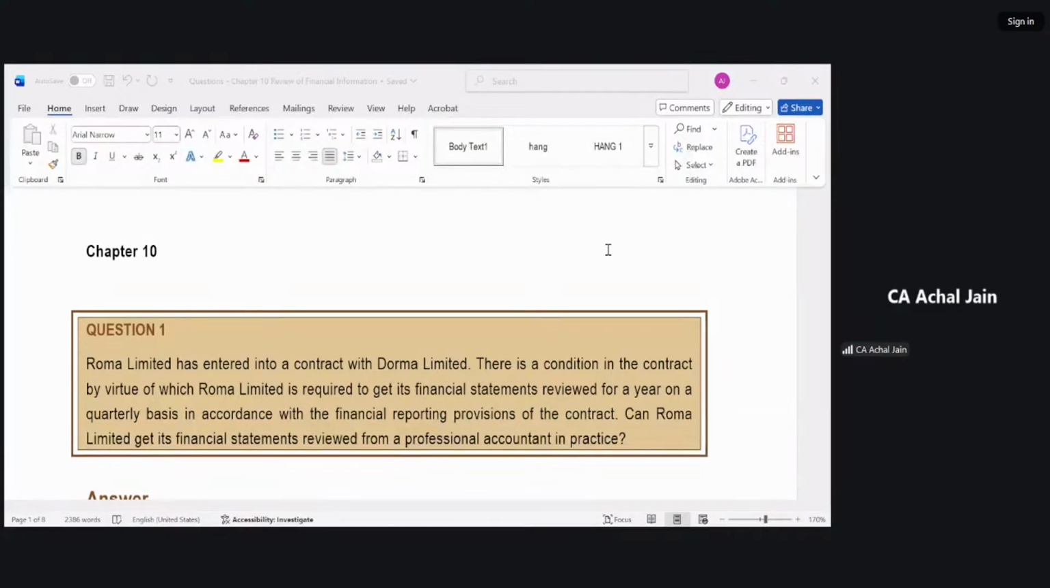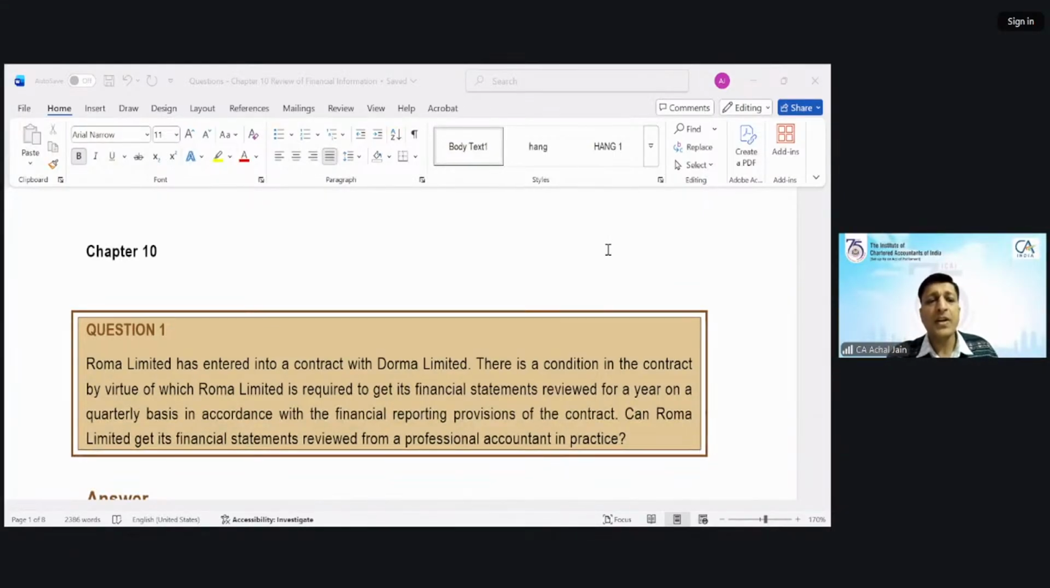Yes, sir. So it's not about should that be done. It's about can that be done. That is what you need to comment upon. Yes, sir. Roma Limited has entered into a contract with Dorma Limited. There is a condition of the contract, which means this is special purpose, SA 800 will apply actually. Special purpose financial statement review. Since the quarterly information is to be reviewed, SA 2410 will be applicable. It can be reviewed by that professional accountant in practice. But when he is reviewing that financial reporting, he has to do it in accordance with SA 2410. When they are preparing, it will be as per SA 800.